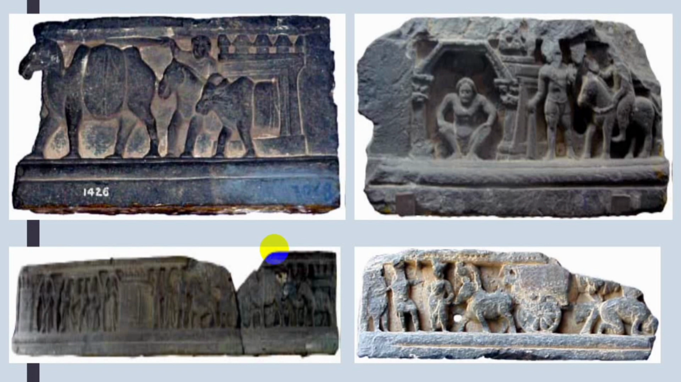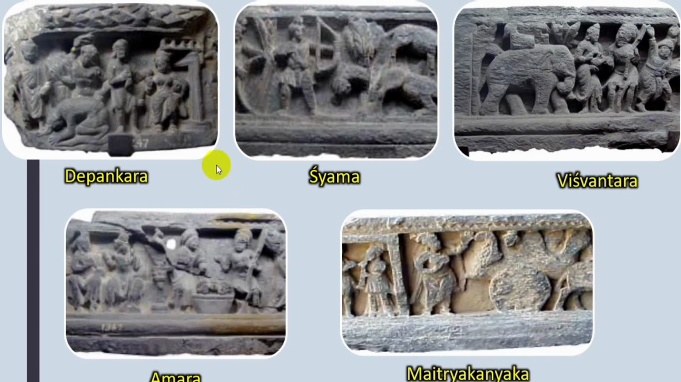So this slide shows the four scenes of Maitrikanyaka. They are present in the Peshawar Museum, and here is the entire story of the Jatakas in the Peshawar Museum. The first relief is the Pankara Jataka, the second one is the Shyama Jataka, and the third one shows the story of the Vishwantara Jataka, followed by the Amara Jataka, and then at the end is the Maitrikanyaka Jataka. These are the best examples of the stories now housed in the Peshawar Museum, and collectively shown here in this slide.